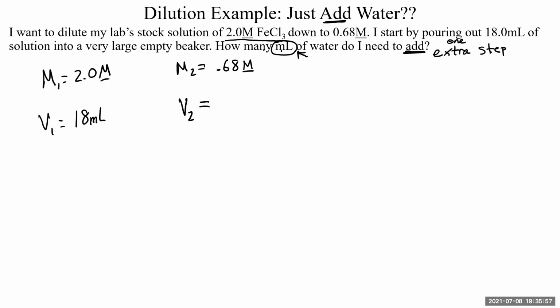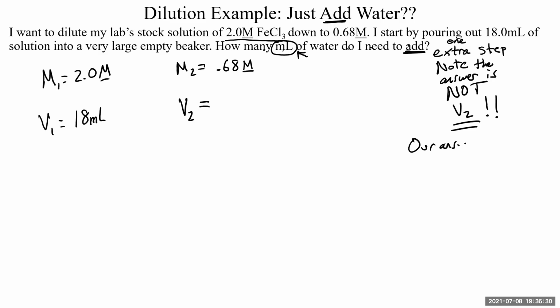Okay, so how many milliliters of water do I need to add? Now note, the answer to this question is not V2. I really want to make this clear. The answer is not going to be V2. We need to calculate V2, but only so that we can figure out how much water we need to add to V1 to get to V2. That's going to be our answer.